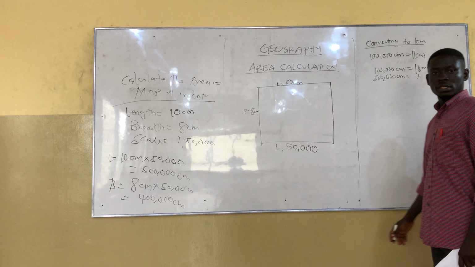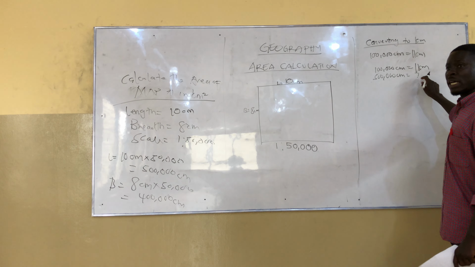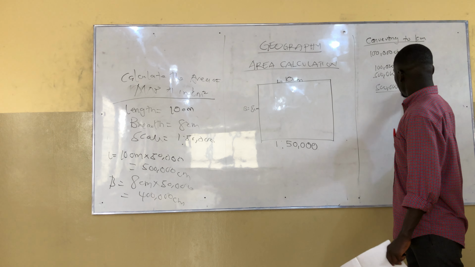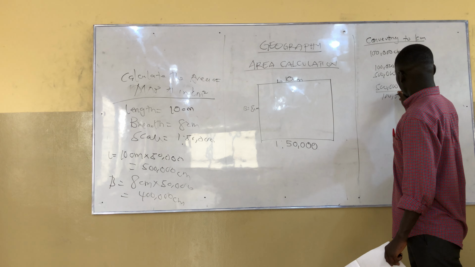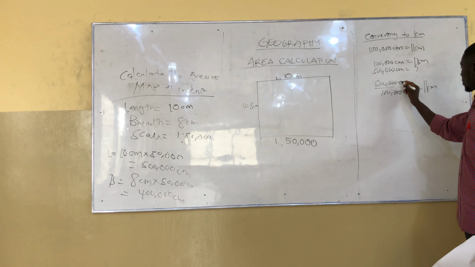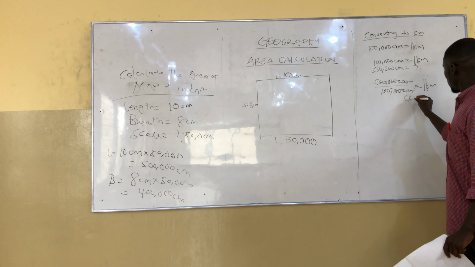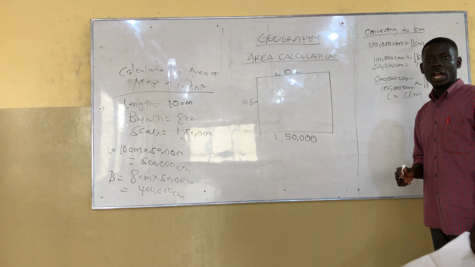500,000 will give us what? Over here you can set x, but this one is geographical mathematics, so it's going to be 500,000 cm over 100,000 cm multiplied by 1 km, in which cm will cancel cm. So it will be 5 times 1, which will give us 5 km. So the length over here is 5 km.